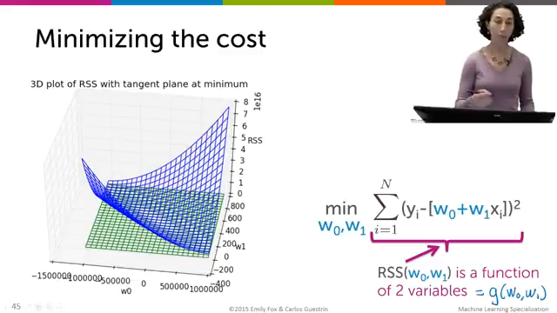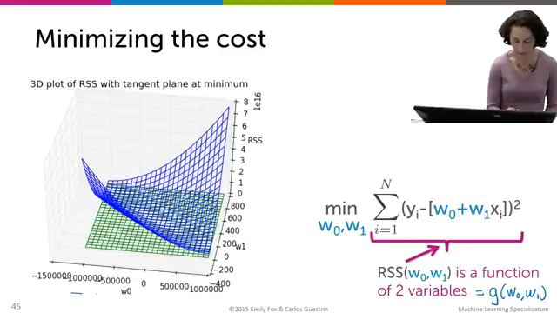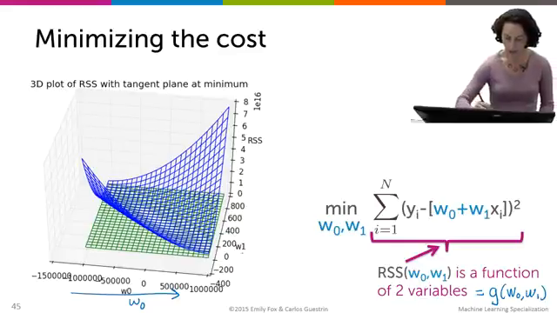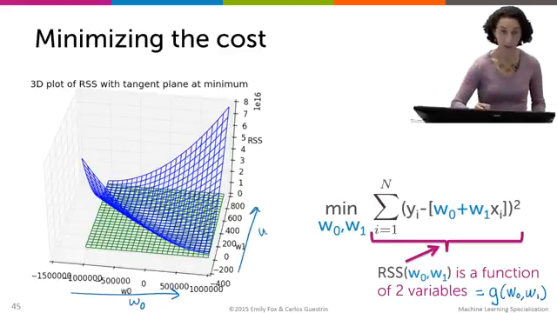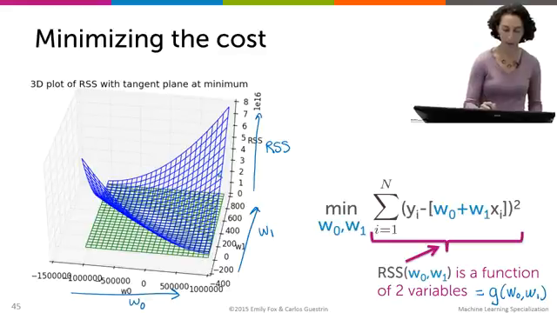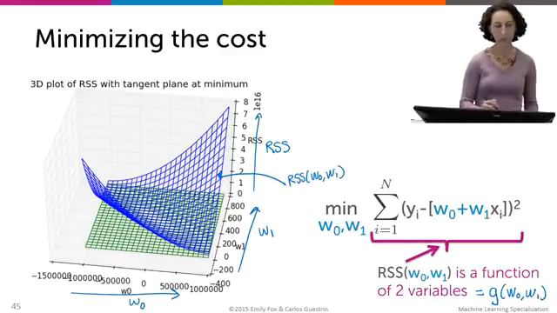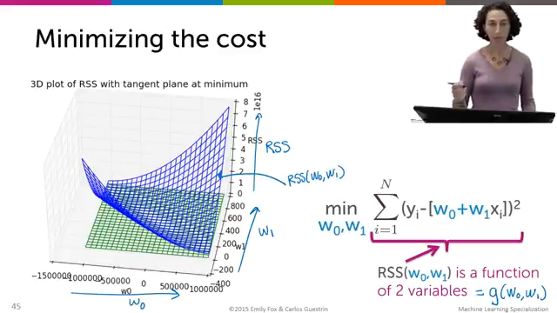I've gone ahead and plotted the residual sum of squares versus W0 and W1 for the data set that you played with in the first course of the specialization. Along this axis is W0, and along this axis is W1, and then we're plotting our residual sum of squares, which is this blue mesh surface here. That's our residual sum of squares for any given W0, W1 pair. And our objective here is to minimize over all possible combinations of W0 and W1.